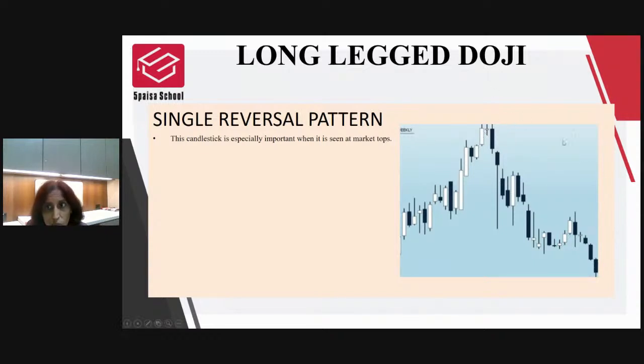And after that, what do you see? A reversal has happened and the market is moving down. You see this. The market is moving down. So after that long-legged doji which is witnessed, the market moves down, showing that a reversal has finally happened. So this is how you can use your long-legged doji for your decision.